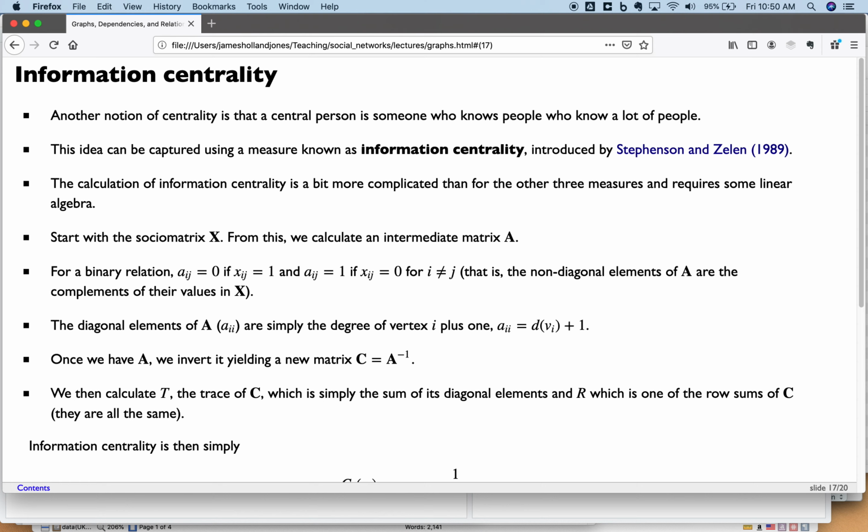You can imagine that other paths matter as well, and there are a number of extensions of Freeman's centrality measures. An early one was introduced by Stephenson and Zelen in 1989, and they call it information centrality. Substantively, it captures the notion that a central person is someone who knows people who know a lot of people. It's sort of a second-order type of measurement. The calculation of information centrality is a little more complicated than for the others because we have to actually write a function for it. It's not included in iGraph.